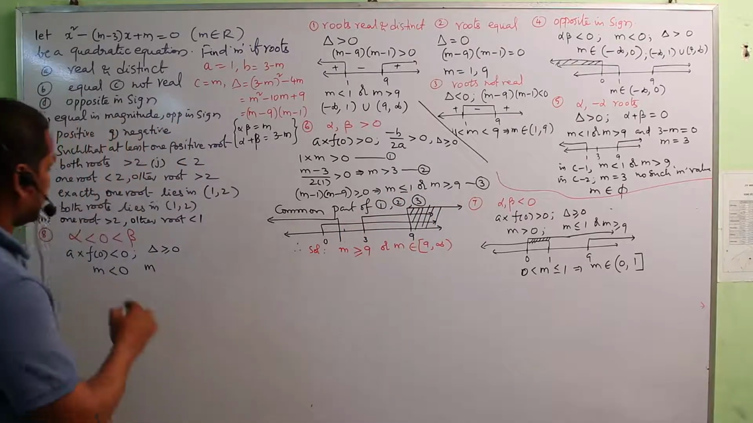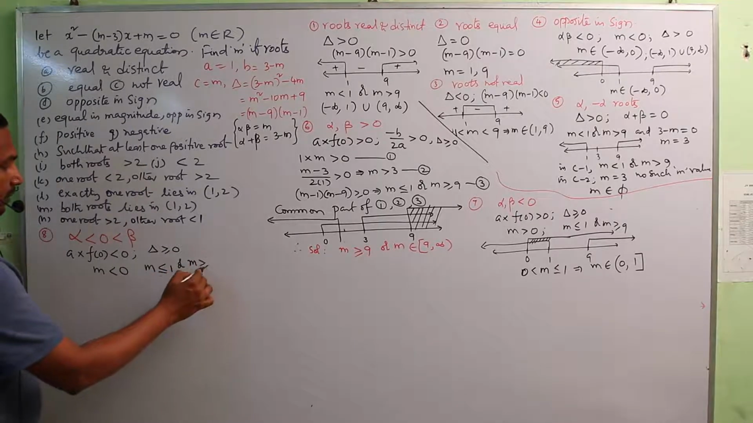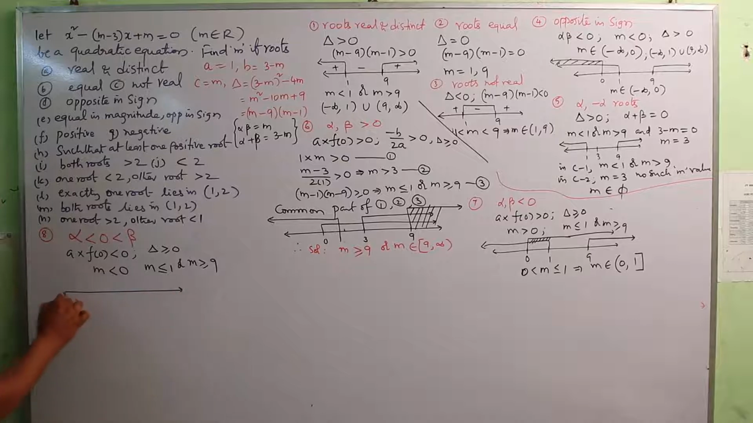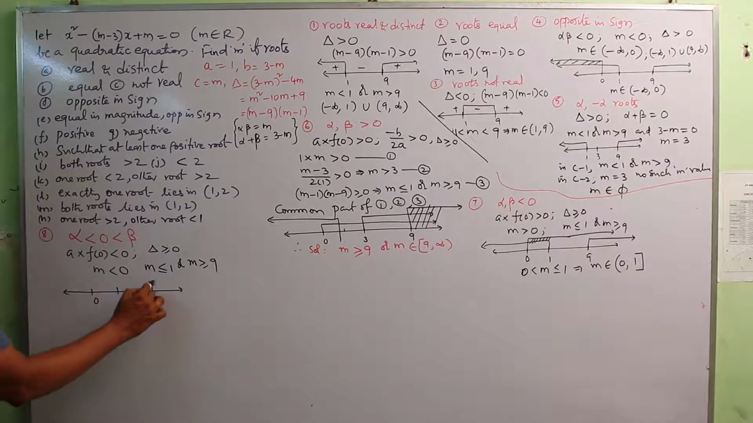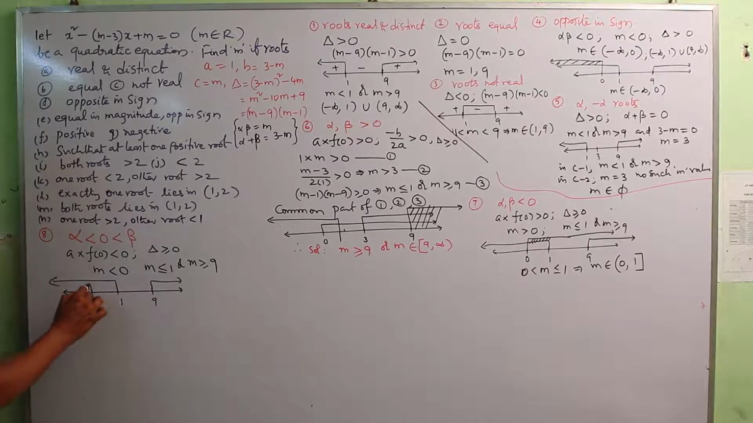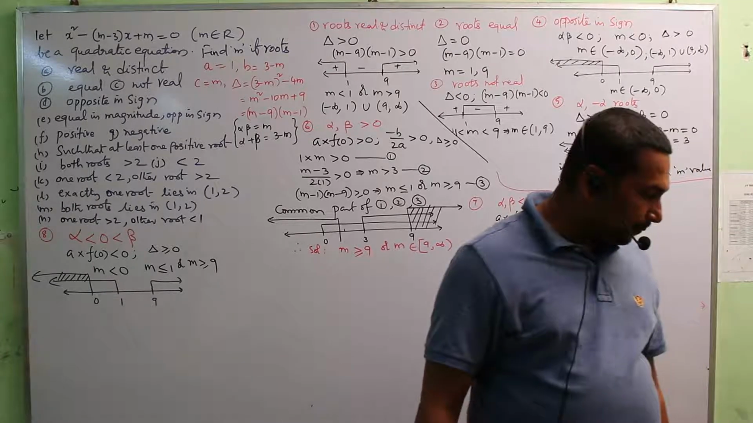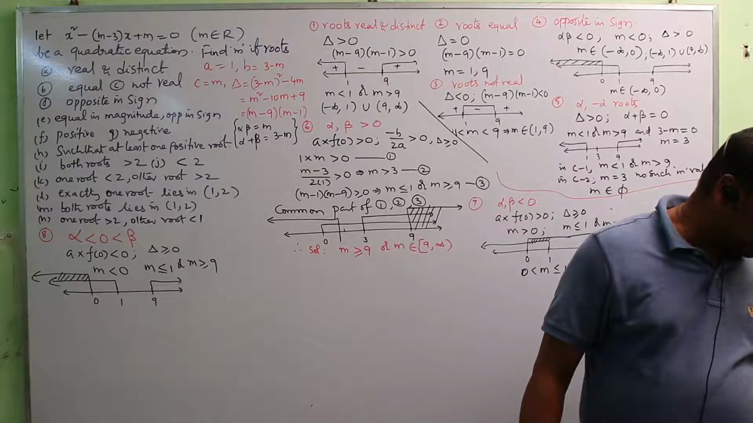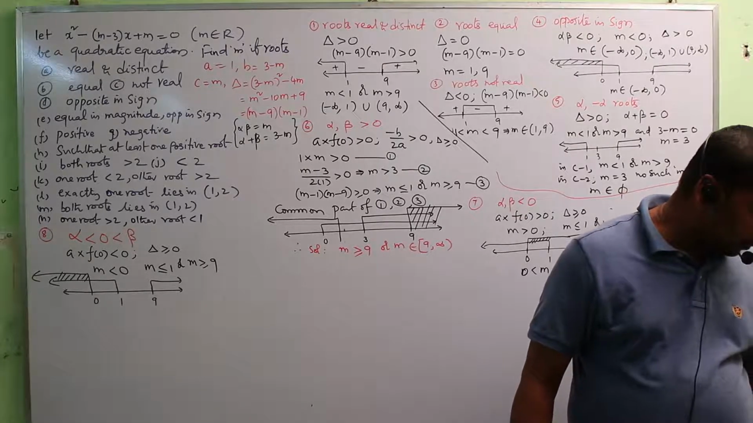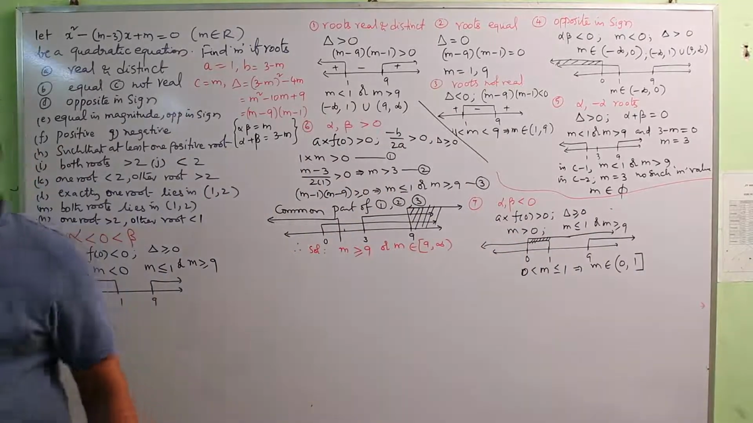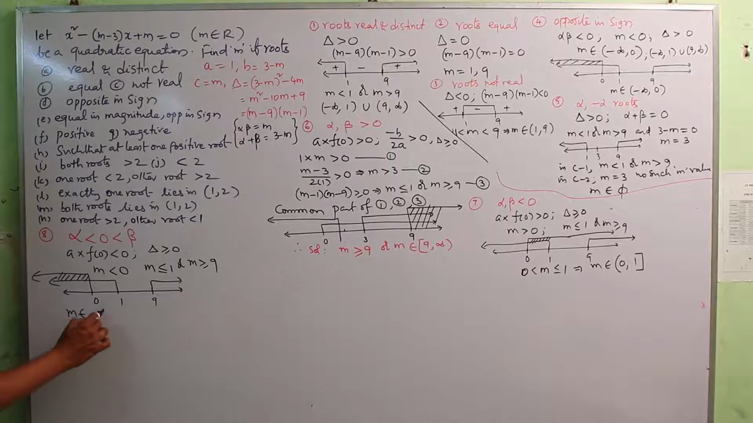m less than or equal to 1 or m greater than or equal to 9. If you draw the number line, 0, 1, 9, it is either more than 9 or less than 1, and it is also less than 0. So, what is the common area? Minus infinity to 0. That is the required solution. So m belongs to minus infinity to 0.